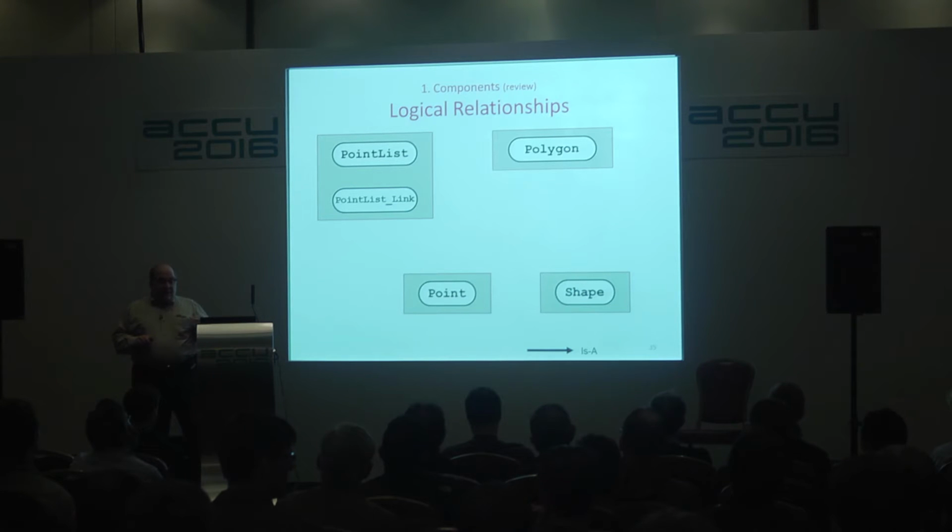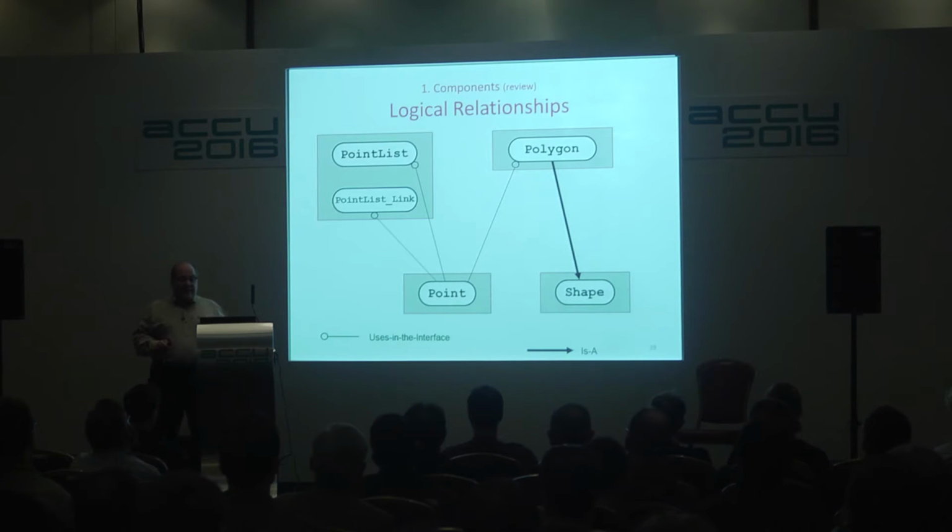Okay. Now, to describe public inheritance, we use an arrow, and this is typical, right? So a polygon is a shape, and we have uses in the interface. A polygon uses point in its interface because there are member functions in Polygon that take in their interface a point or return a point. An example would be add vertex. So Polygon uses point in its interface. Point list, clearly it's got to be able to insert points into the point list, and the point list link also needs to be able to use a point in its interface.